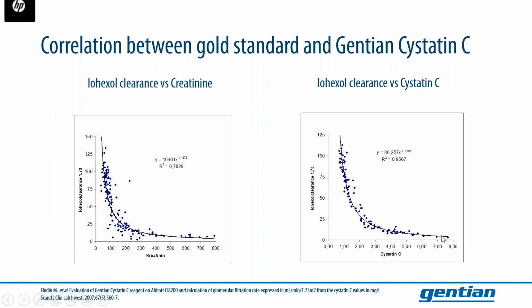And you can see here that the Gentian Cystatin C correlates very well to the iohexol clearance, and that the R squared is very close to 1 at 0.9567.